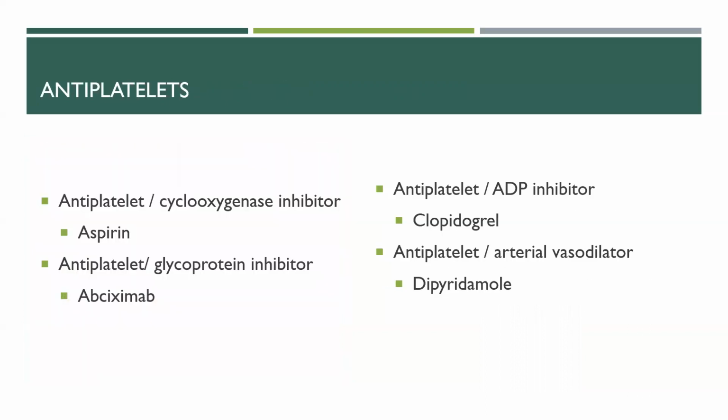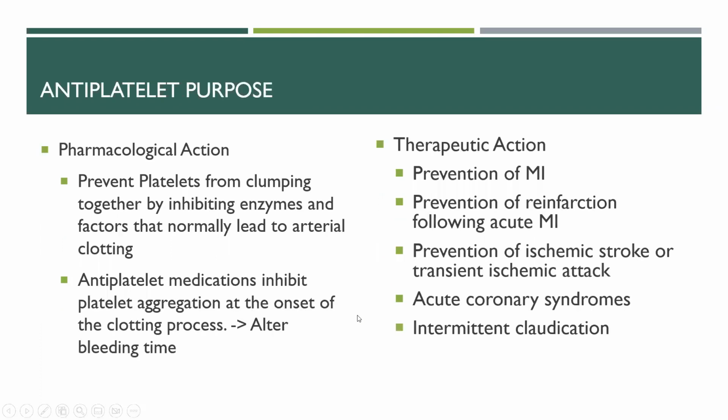So the next ones we're going to be talking about are our antiplatelets. With our antiplatelets, each of these inhibit different factors. We've got aspirin, clopidogrel, eptifibatide, and dipyridamole. Your action is it prevents platelets from clumping together by inhibiting enzymes and factors that normally lead them to arterial clotting. They also inhibit platelet aggregation at the onset of the clotting process, so they alter bleeding times.